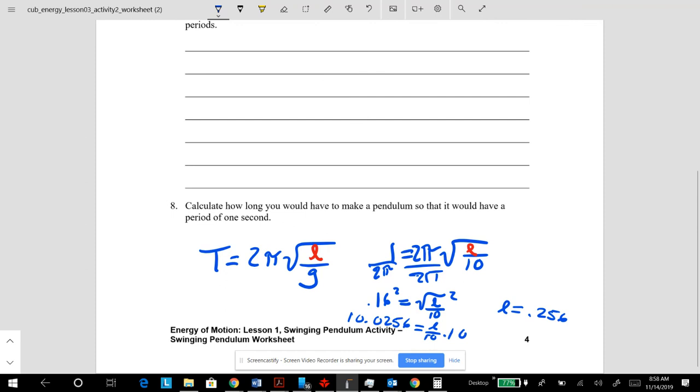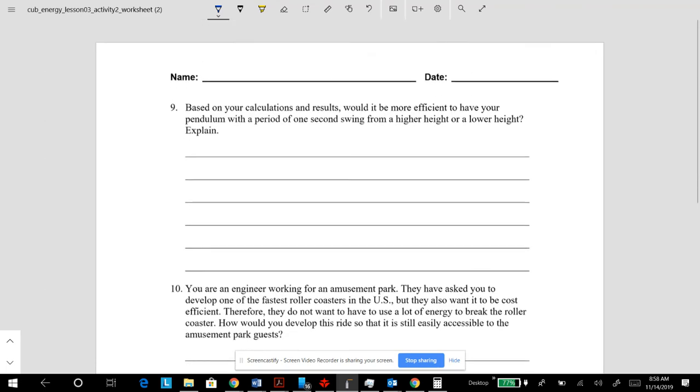So basically it would have to be 25, almost 26 centimeters in order for it to have a period of 1 second. Yeah, that's if everything goes right, in an ideal situation. Would it matter where you drop the pendulum? No. The energy would change, but the time period should not change, because it's independent. The last ones are just short answers.